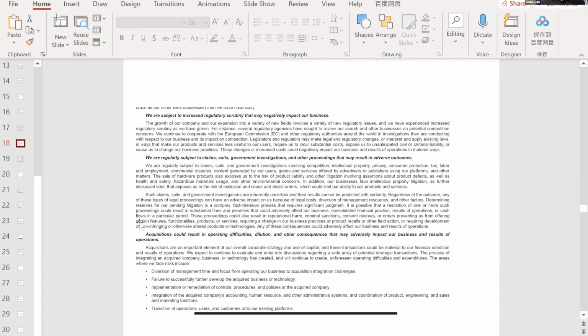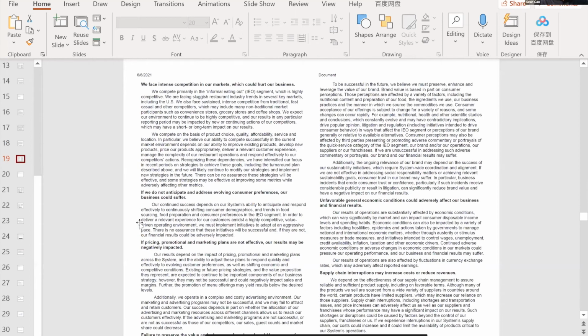So we face intense competition. If you do not anticipate evolving consumer preferences, this is a new risk. Unfavorable general economic conditions will affect our business. So this is about macroeconomic risk, right? There's also supply chain risk. You see, supply chain interruption may increase costs and reduce revenue. It's a supply chain risk as well.